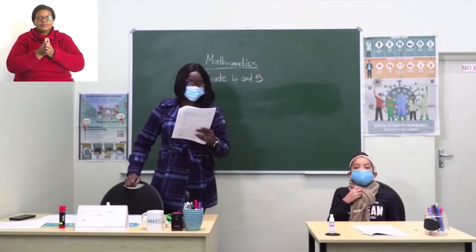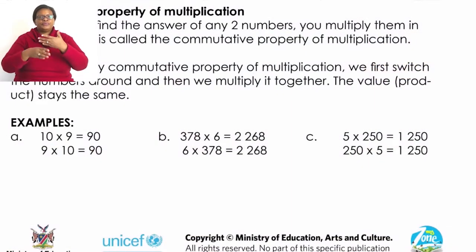Boys and girls, we are still on page 8. Hands on math with the commutative property of multiplication. If you want to find the answer of any two numbers, you multiply them in any order. This is what we call the commutative property of multiplication. Meaning, when we apply the commutative property, we first switch the numbers around and then multiply them together. But the value or the product stays the same.